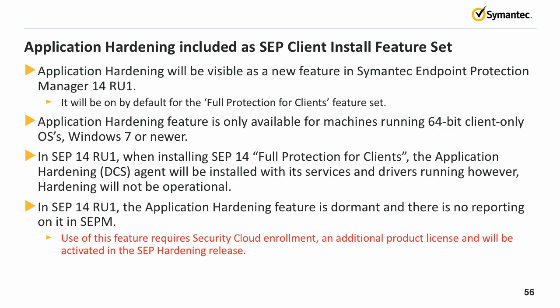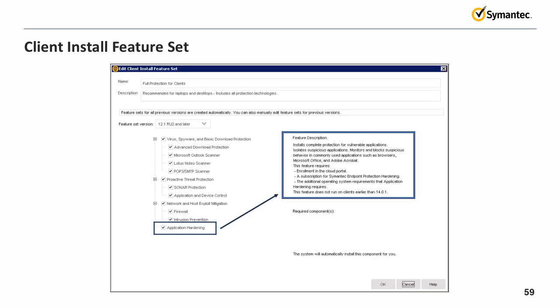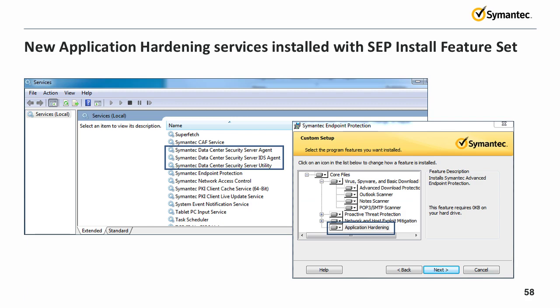Use of this feature requires Security Cloud enrollment and an additional product license, and will be activated in the SEP hardening release. Here we can see the Full Protection for Clients install feature set containing the application hardening setting and feature description. As noted, the application hardening feature requires enrollment in Security Cloud and only applies to clients version 14 RU1 and later. New services are installed to support the SEP hardening feature functionality. Services are currently labeled Symantec Data Center Security Server Agent, IDS Agent, and Utility. As previously noted, these services are dormant in SEP 14 RU1.